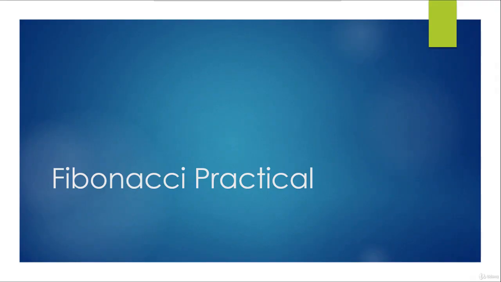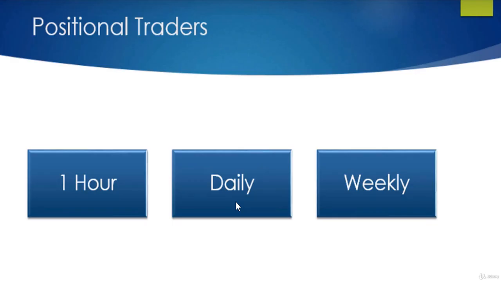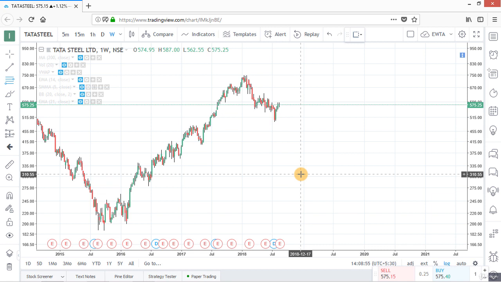Now the question arises, how to make use of these Fibonacci levels, the support and resistance levels in our trading. For this, we can adopt a strategy here. First of all, you should be aware of your trading perspective. For example, if your trading perspective is a positional trader, then your chart should be weekly, daily and hourly charts. So open the higher time frame chart, that is the weekly chart in this case.